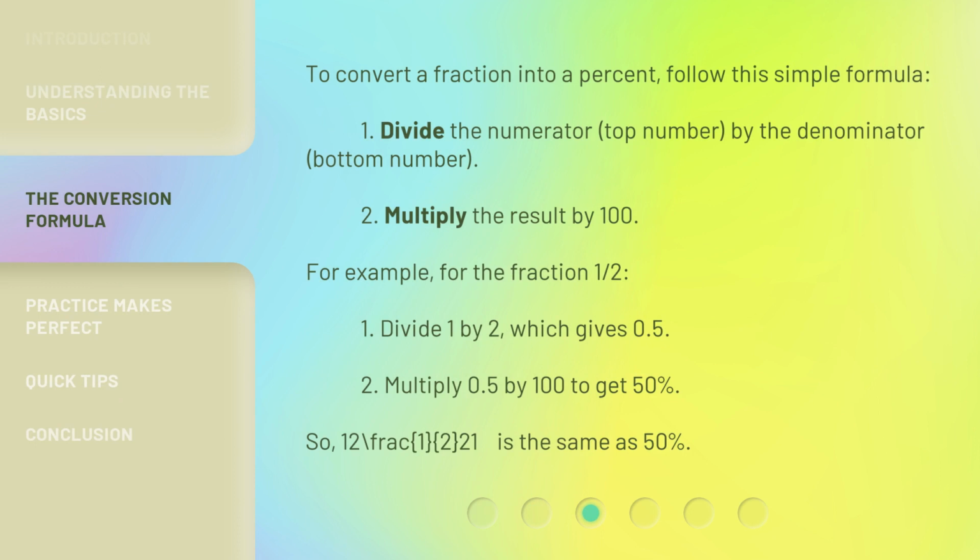To convert a fraction into a percent, follow this simple formula. 1. Divide the numerator, top number, by the denominator, bottom number. 2. Multiply the result by 100. For example, for the fraction 1/2: 1. Divide 1 by 2, which gives 0.5. 2. Multiply 0.5 by 100 to get 50%. So, 1/2 is the same as 50%.